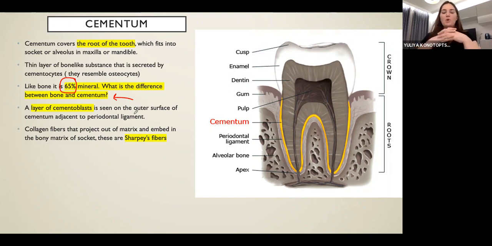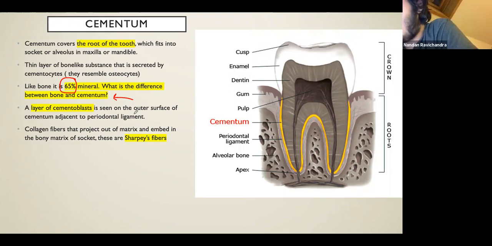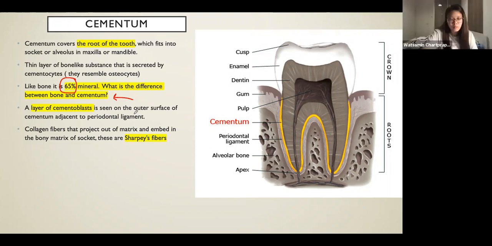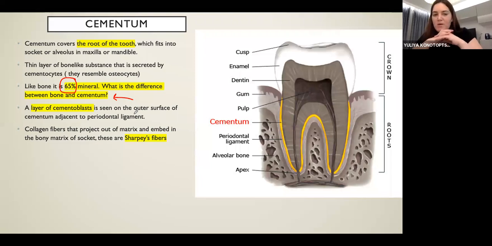What's the difference between bone and cartilage? The type of collagen, 1 and 2. Very good. What's another? Vascularization. Perfect. You need to remember that cementum is avascular. Even though it has cells, it is avascular. Bone is vascular. Cartilage, avascular. So that's why I put the cartilage here, right? So it's the same difference.